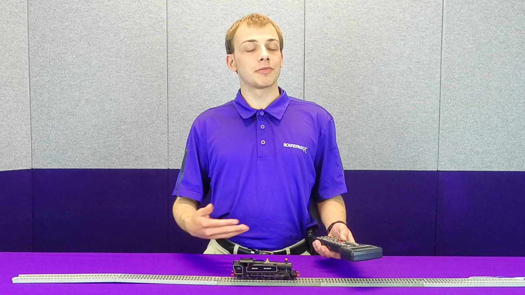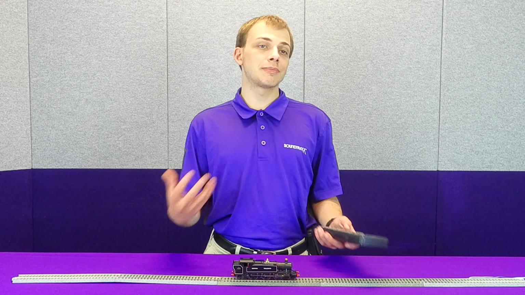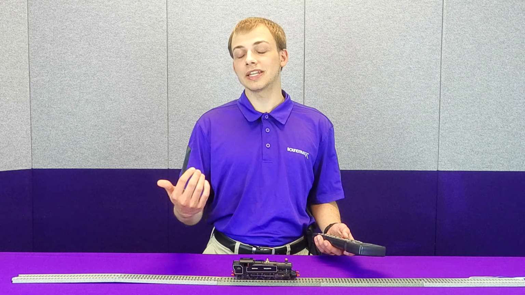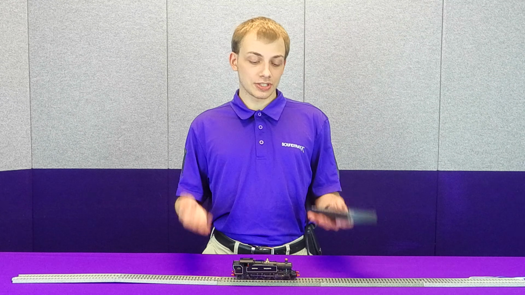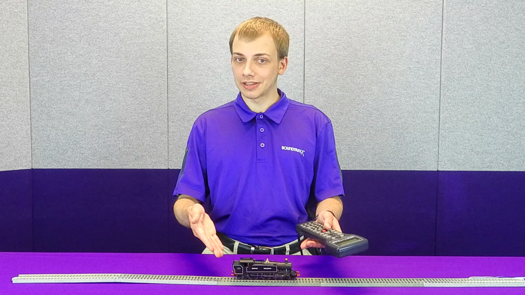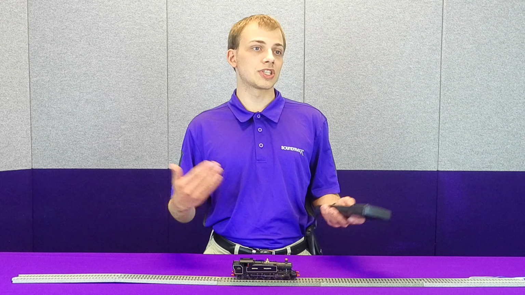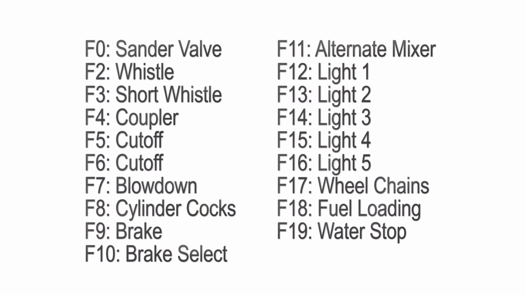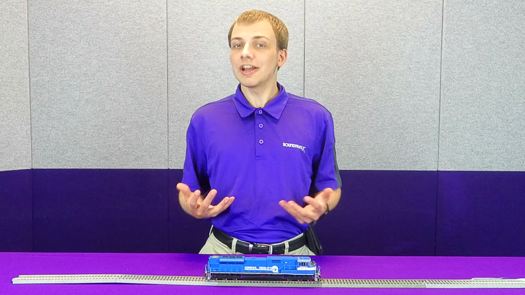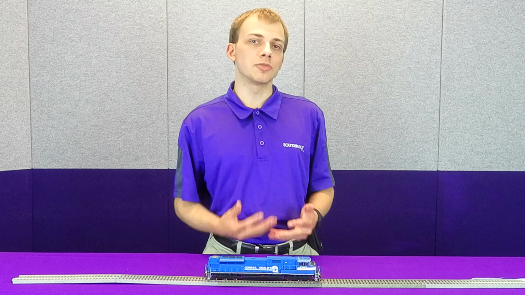Whereas with my lighting outputs, I've mapped those into the function 10 through 19 range because this is a UK model and they use hand lamps. So they would only adjust those when the locomotive is stopped somewhere. So I've mapped those into 10 through 19 because I'm not going to use them as often. Now that we've shown you what's possible with FlexMap, let's show you how to actually use it.